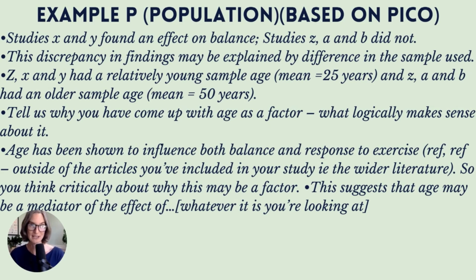You have to think critically about why that may be a factor. For example, something like, this suggests that age may be a mediator of the effect on, and then whatever it is that you're going to be looking at there. So that's an example on population.